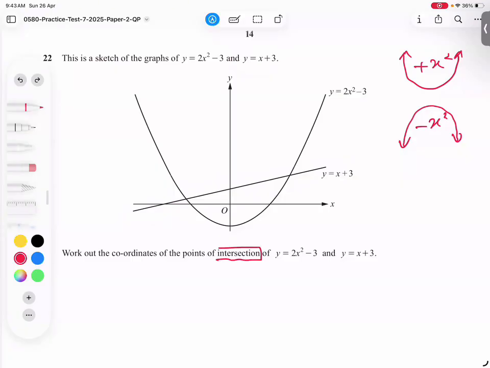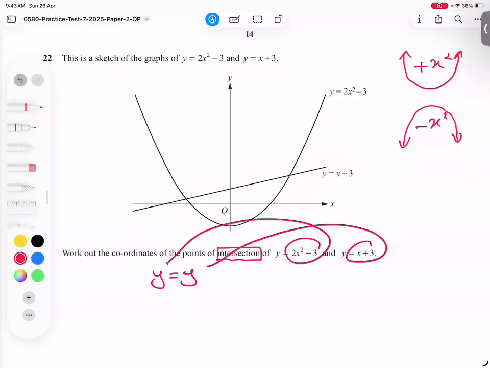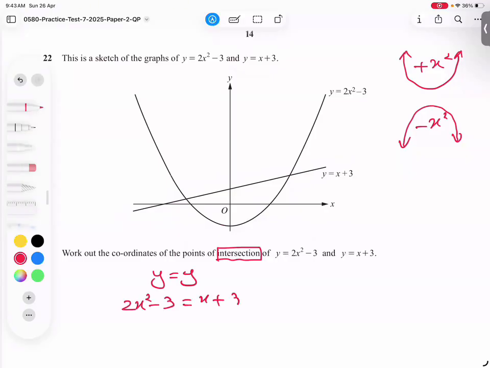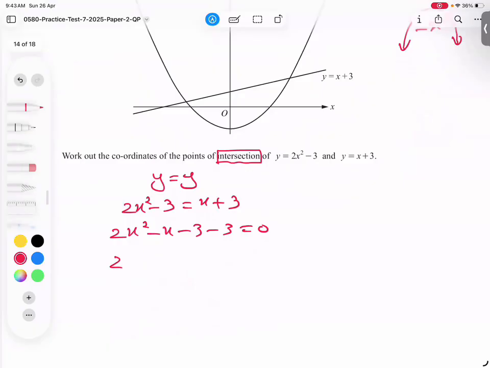So we need the point of intersection. Whenever intersection comes, we solve them simultaneously. At this point, x and y are equal, so I'm going to plug in y. This equation putting here and this putting here. So 2x to power 2, negative 3 equals x plus 3. Bring all to the left side: negative x, negative 3 equals 0. And we are getting 2x squared, negative x, and negative 6.